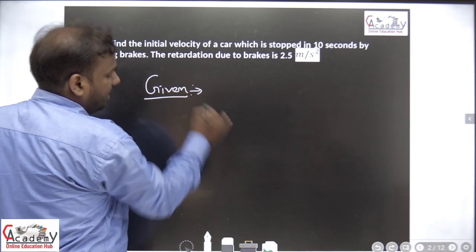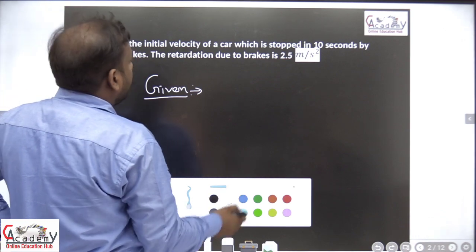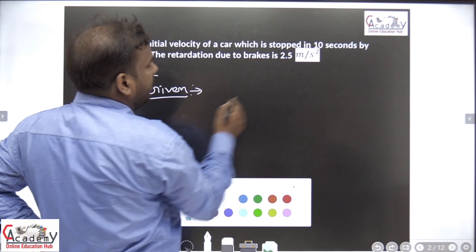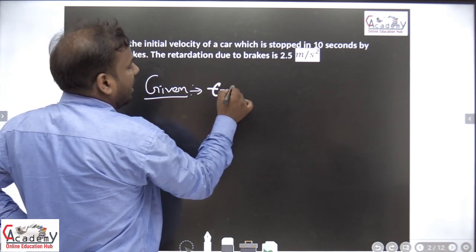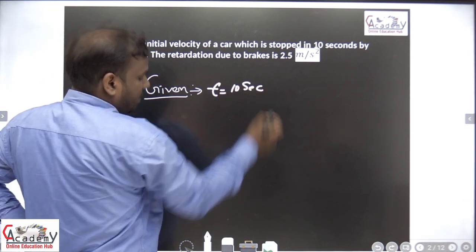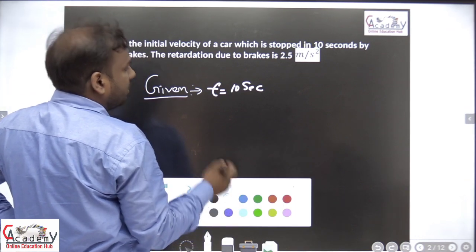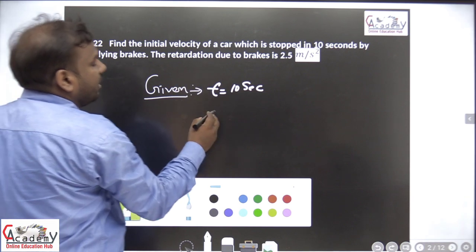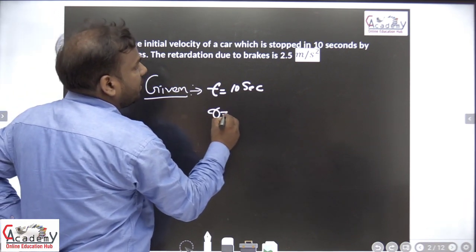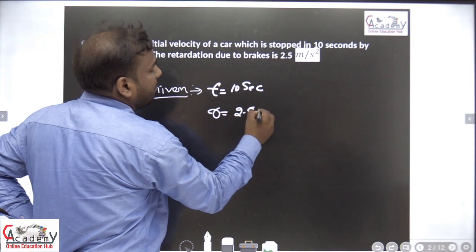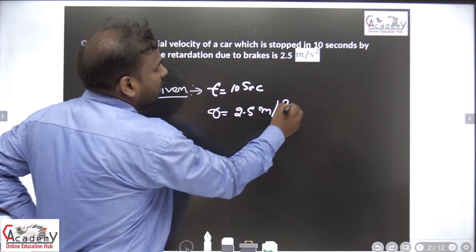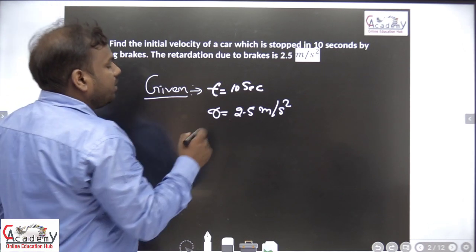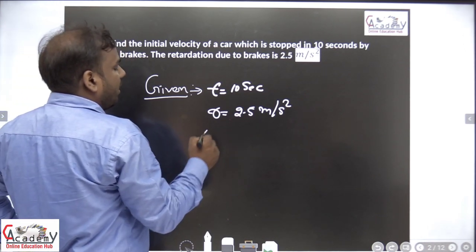What is given here? Find the initial velocity of the car which stops in 10 seconds. So time is 10 seconds. Apply brake. The retardation due to brake is given here as 2.5 meter per second square. What is retardation? Retardation means negative acceleration. And you have to find u.